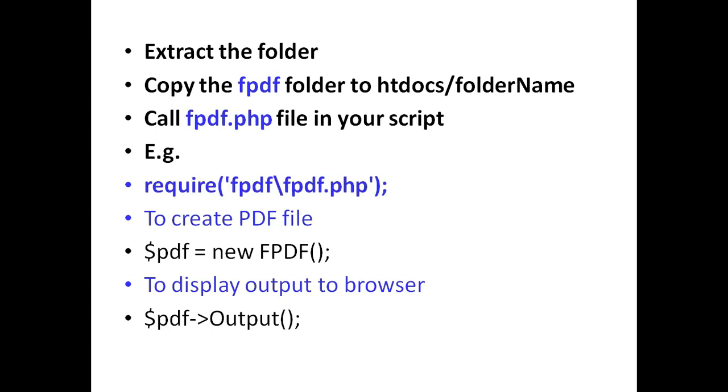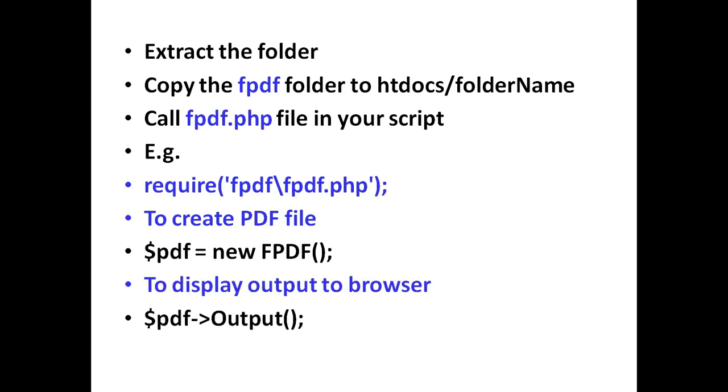For example, use the require statement. So require, give the path, that is fpdf/fpdf.php. To create a PDF file, create an object for FPDF as $pdf = new FPDF. And to display the output to the browser, use the Output function.